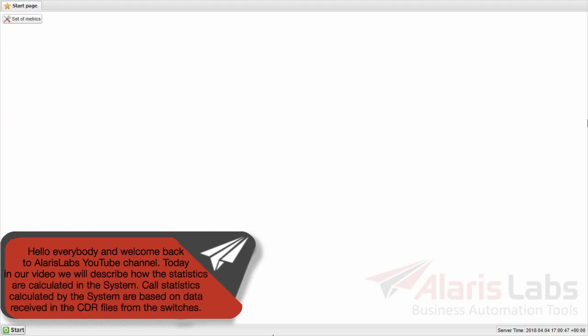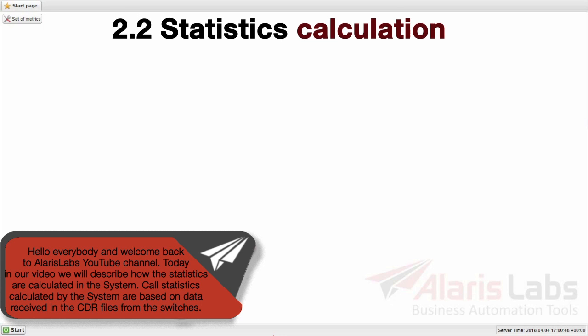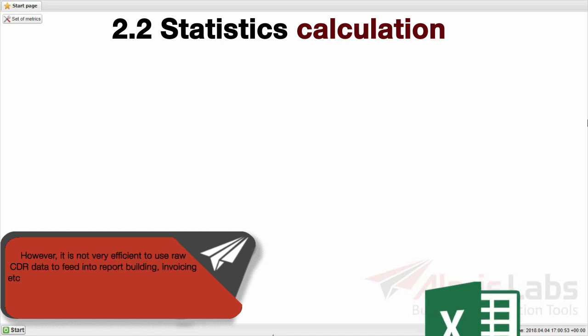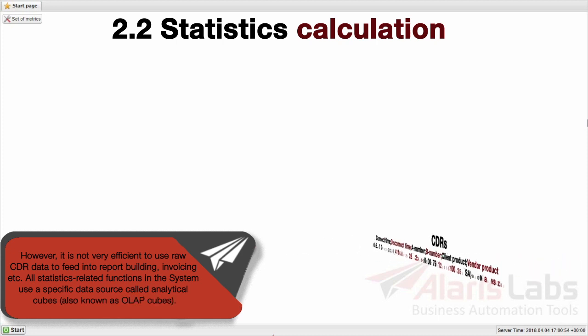Today in our video we will describe how the statistics are calculated in the system. Call statistics calculated by the system are based on data received in the CDR files from the switches. However, it is not very efficient to use raw CDR data to feed into report building, invoicing, etc. All statistic-related functions in the system use a specific data source called analytic cubes, also known as OLAP cubes.